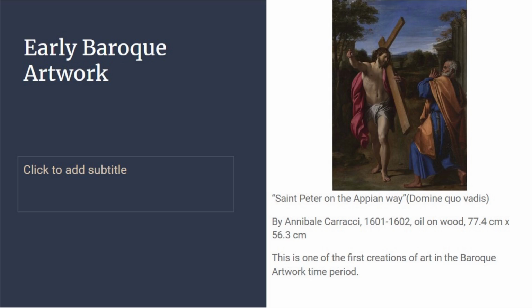To start, let's see who's in this picture. On the left is Jesus. This is signified by his crown of thorns, the cross he carries, and the red draped cloth over him. On the right is St. Peter, which is signified by the golden blue robes in conjunction with the key on the side of his hip.